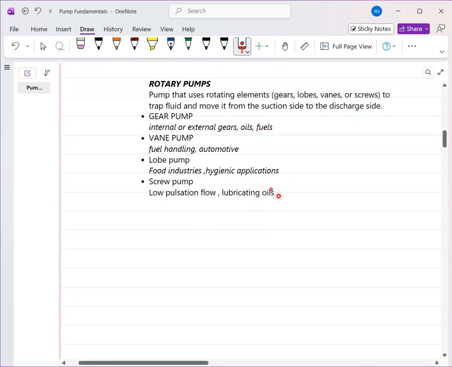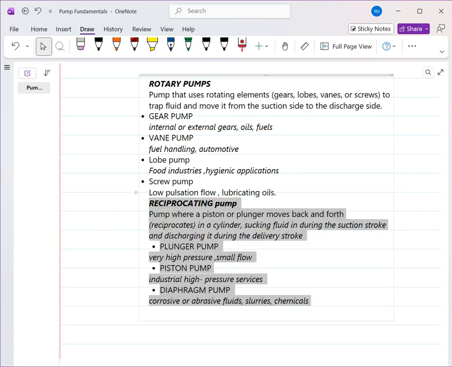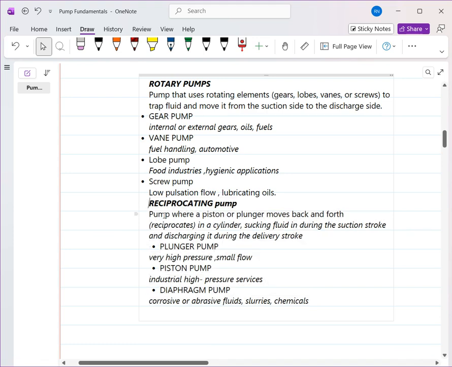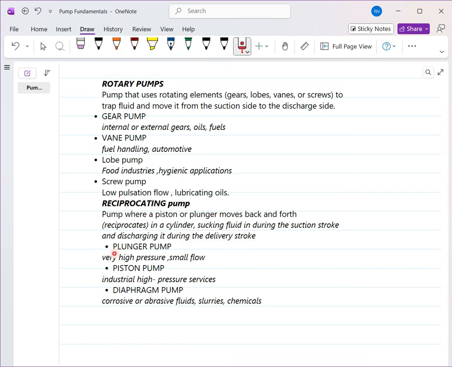Okay, I will write here. In reciprocating pumps, the piston or plunger moves back and forth in the cylinder, sucking fluid in during the suction stroke and discharging it during the delivery stroke, right? Now it is categorized into the plunger pump, piston pump, and the diaphragm pump.